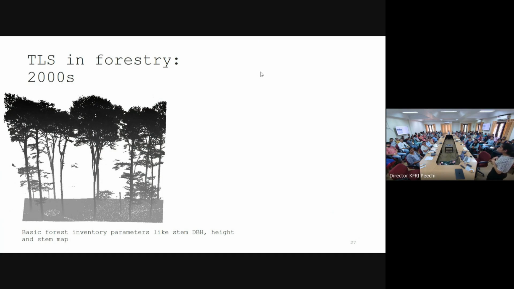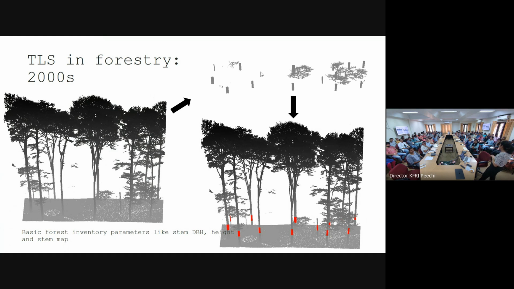But how was TLS being used, and what's the evolution of TLS or high resolution laser scanning data in forestry? In the beginning, it was primarily used for inventory purposes. Of course, in the 2000s, the data was not as high resolution as this. This is just an example of what it was primarily used for. Basically, they wanted to get the stem maps of the forest, and from the stem maps, of course, you want to understand what the diameter is. They were still using allometric equations to get the biomass from these diameters. Ideally, the ultimate aim was to see if we can automate the forest inventory process, and make it faster to get as much data as possible.